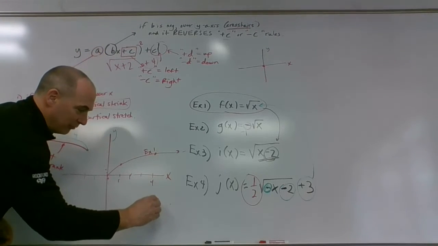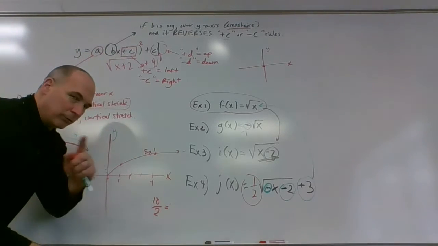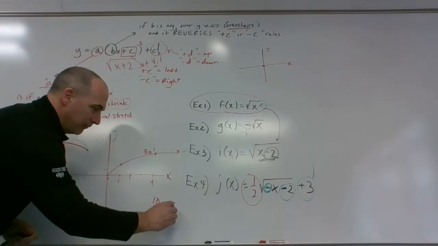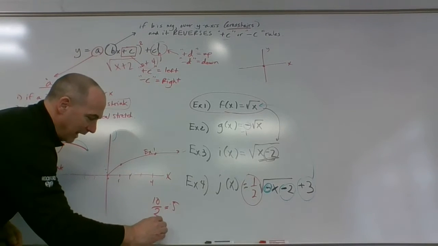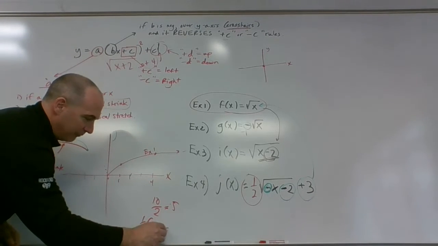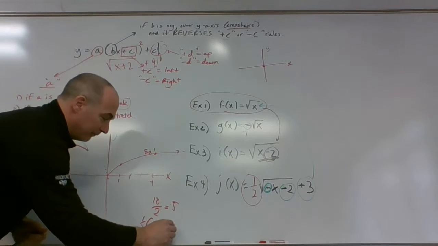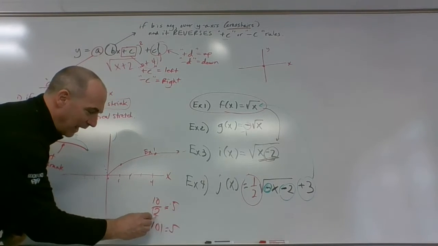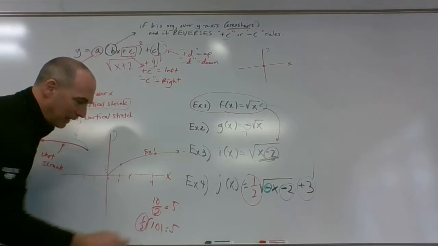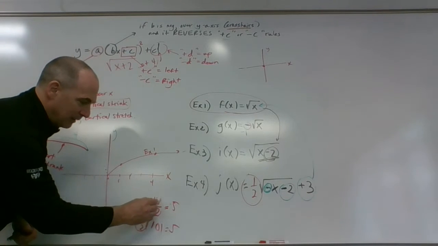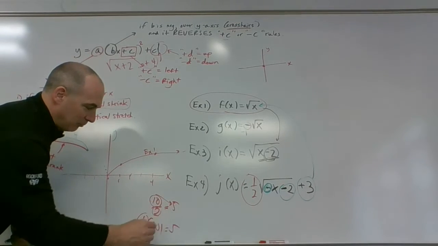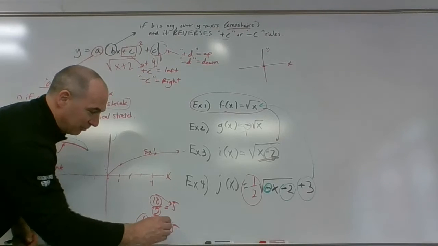So let me ask you a question. 10 over 2, what does that equal? I'll give you a second. It's 5. What if I went 10 times 1/2? 5. On this one, I divided by 2. On this one, I multiplied by 1/2. Regardless, I took the original number and I made it smaller.